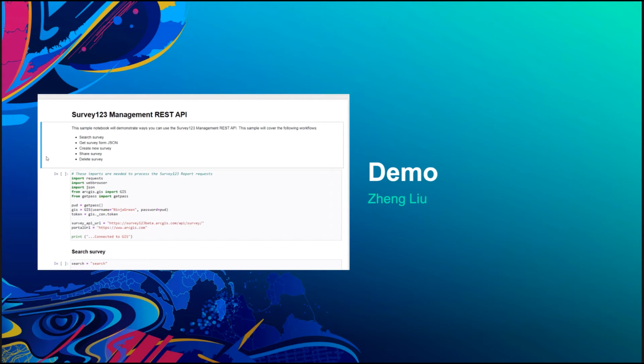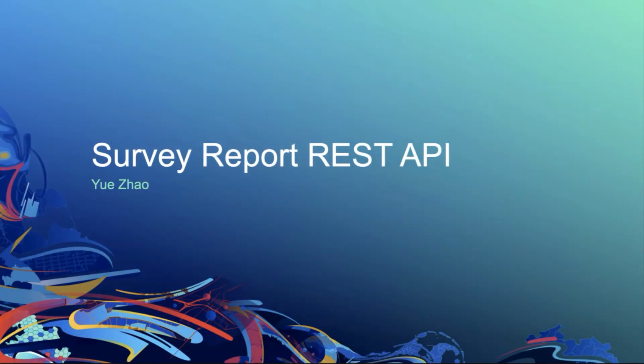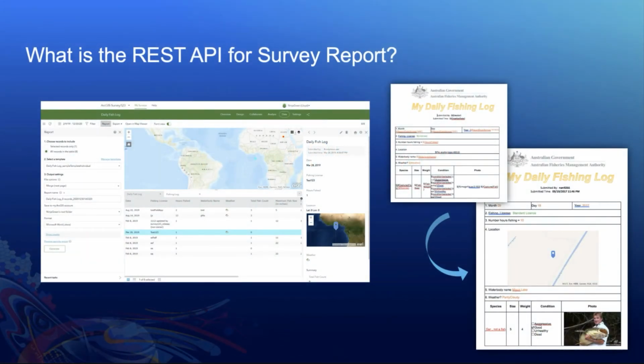Over to you, Yue. Thanks, Kelvin. In the next 10 minutes, I will give you some information about the survey report REST API. You may have already seen the report capability in Survey123 website. It allows you to turn your survey responses into richly formatted, printable documents. Behind the website, it is the Survey Report REST API that supports this capability. You can also use this API directly in your own scripts and apps.